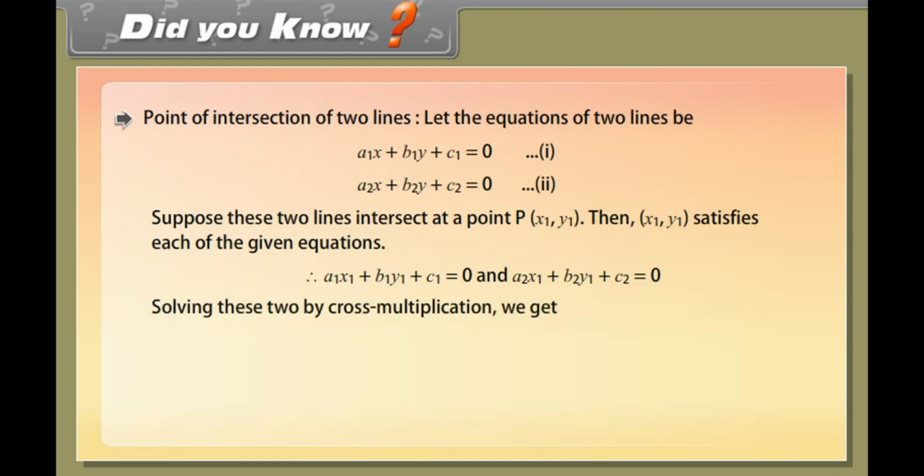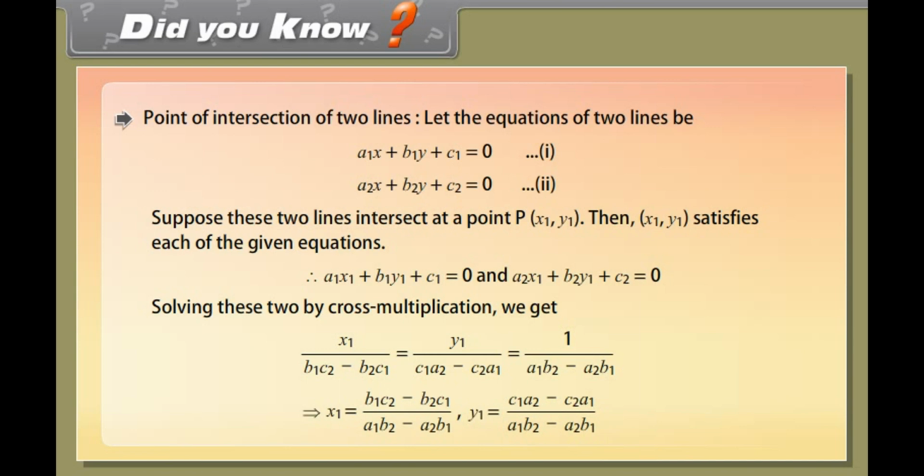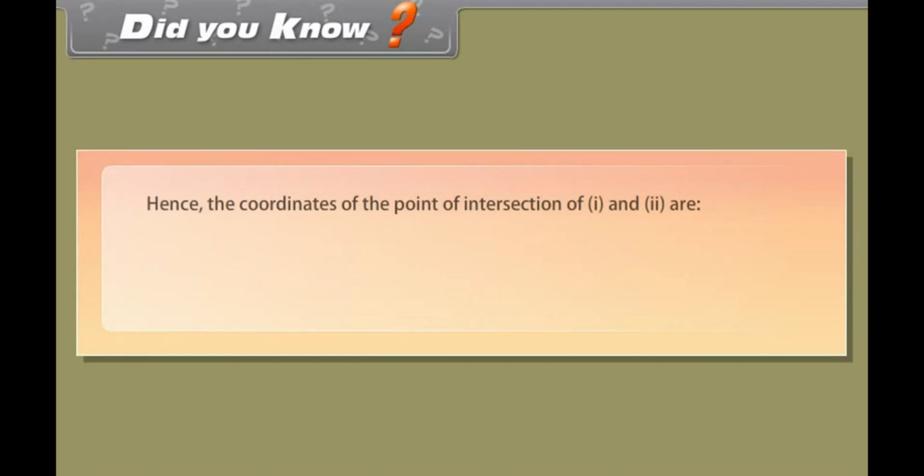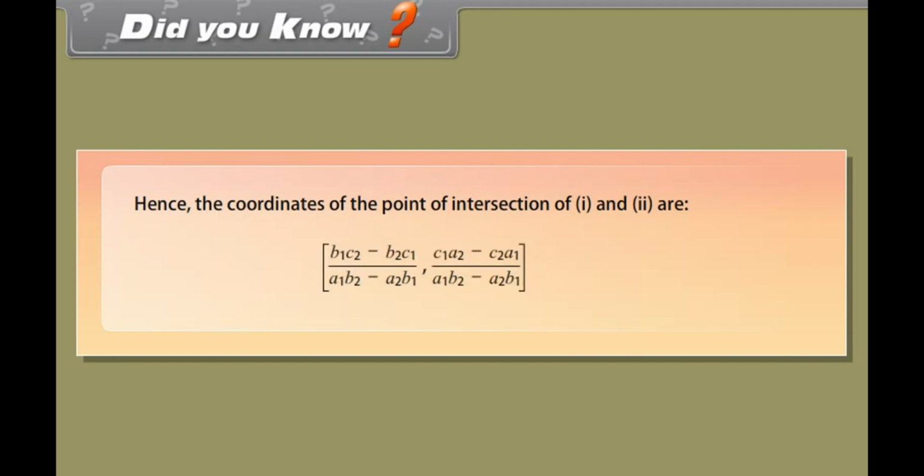Solving these two by cross multiplication, we get x1 by b1c2 minus b2c1 is equal to y1 by c1a2 minus c2a1 is equal to 1 by a1b2 minus a2b1. It implies x1 is equal to b1c2 minus b2c1 by a1b2 minus a2b1. y1 is equal to c1a2 minus c2a1 by a1b2 minus a2b1. Hence, the coordinates of the point of intersection of 1 and 2 are b1c2 minus b2c1 by a1b2 minus a2b1, c1a2 minus c2a1 by a1b2 minus a2b1.